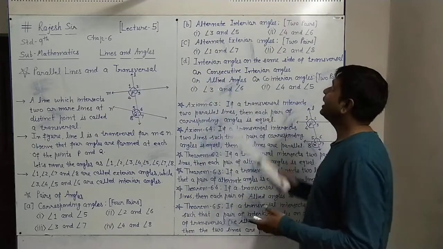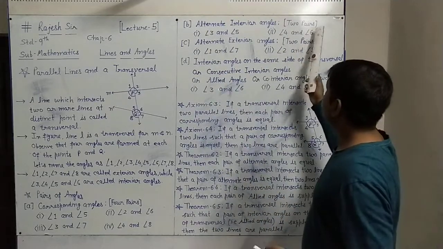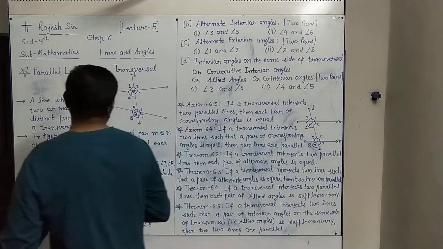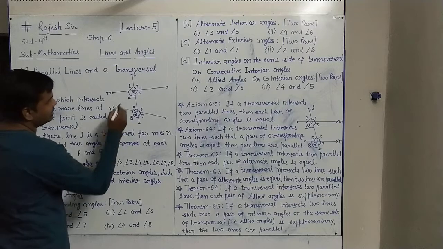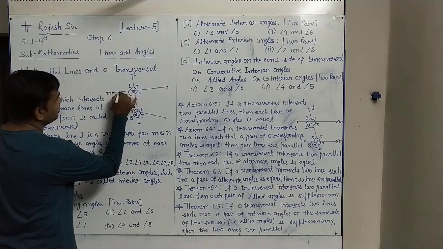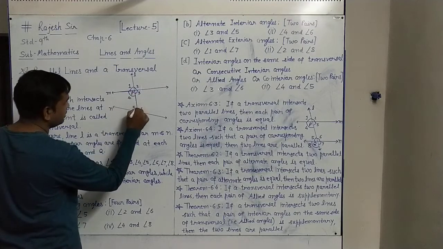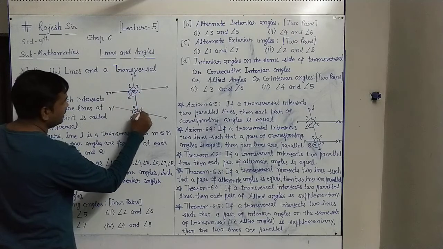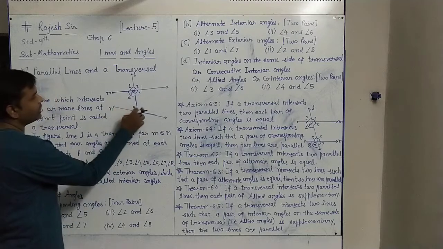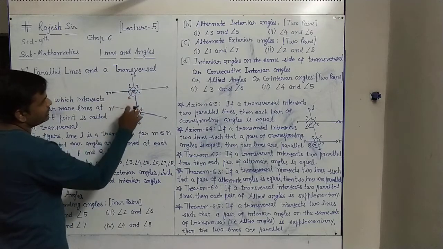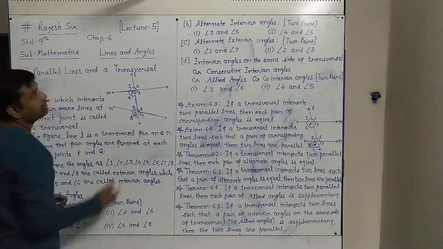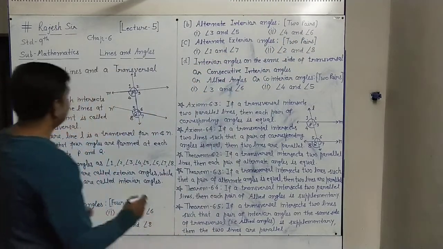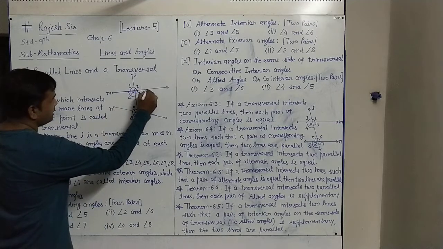Now alternate interior angles will have two pairs. To see this, we have to see the alphabet Z. We can see Z this way. It is Z, and its corners are 4 and 6. The Z corners are here 4 and here 6. So one pair is angle 4 and angle 6. The reverse side also we have to consider, the reverse side of this way.